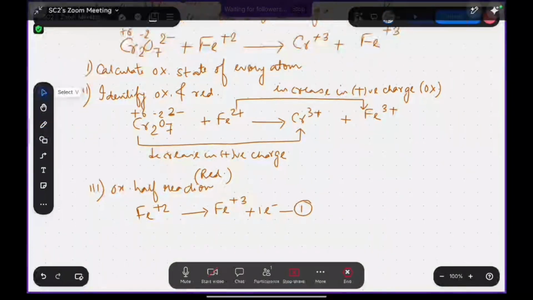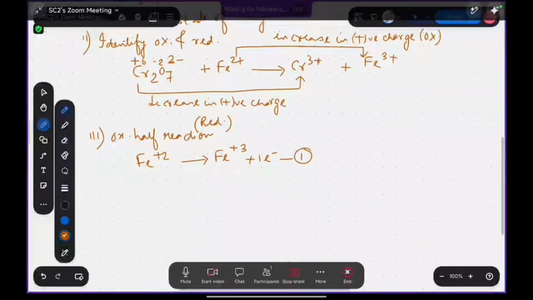Now, the next one is writing the reduction half reaction. What can you see in the reduction half reaction? It is dichromate, Cr2O7 2-, plus Fe2+.